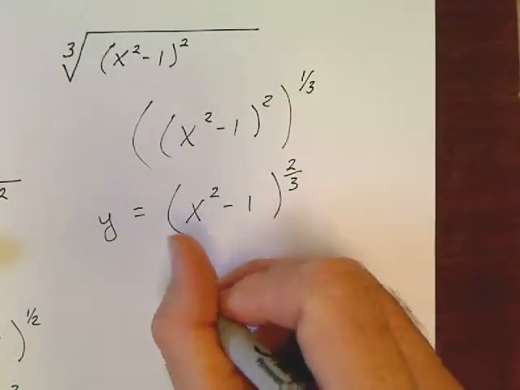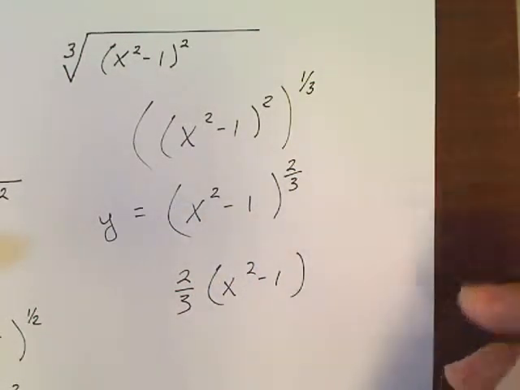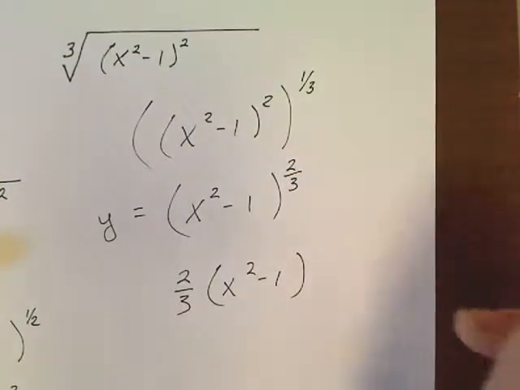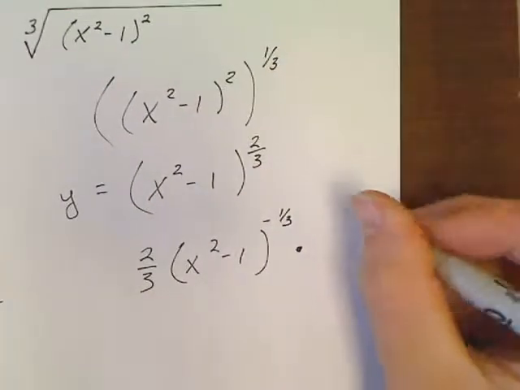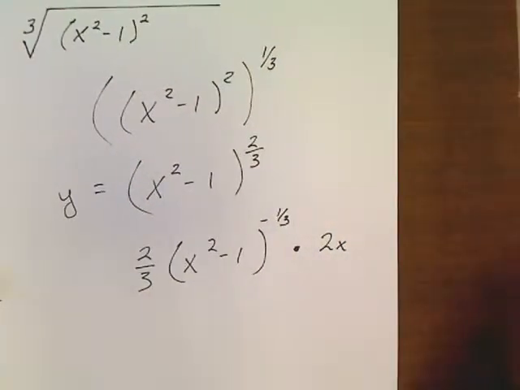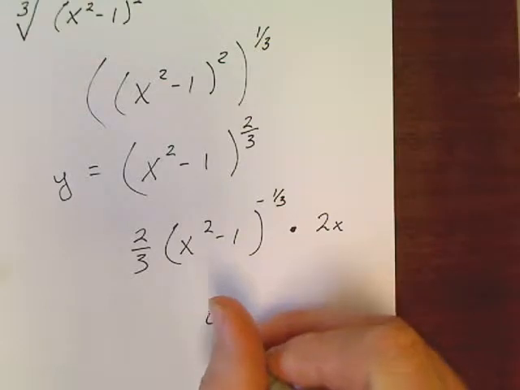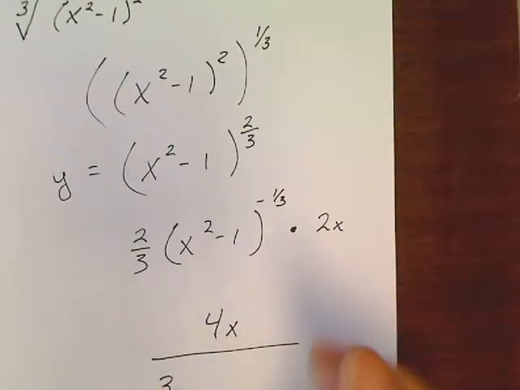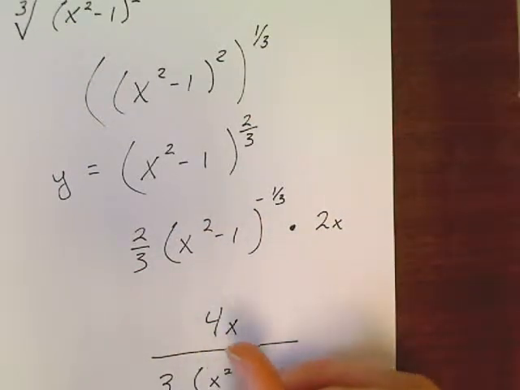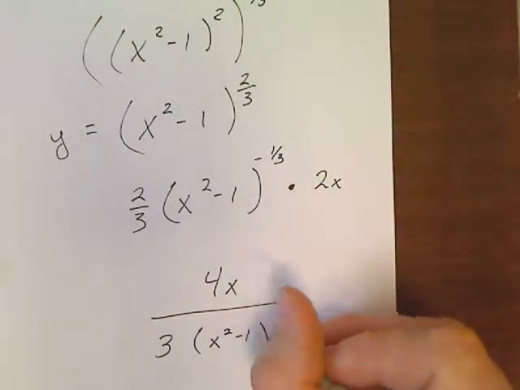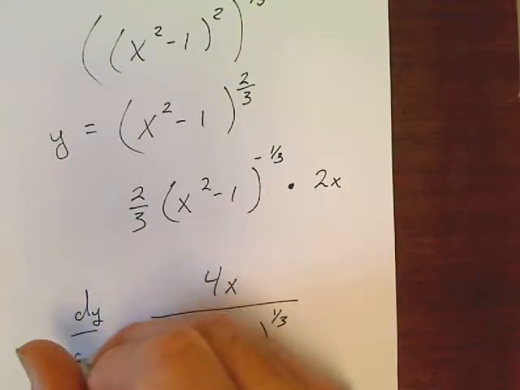Times by 2/3. Subtract 1 from 2/3. Well, let's see, that would be negative 1/3. Times the derivative of the inside, which is 2x. And now we can clean this up a little. Let's see, we'd have 2 times 2, 4x over 3. I'm going to move that negative 1/3 term to the bottom. X squared minus 1 to the 1/3. Let's do the little dy/dx notation here.